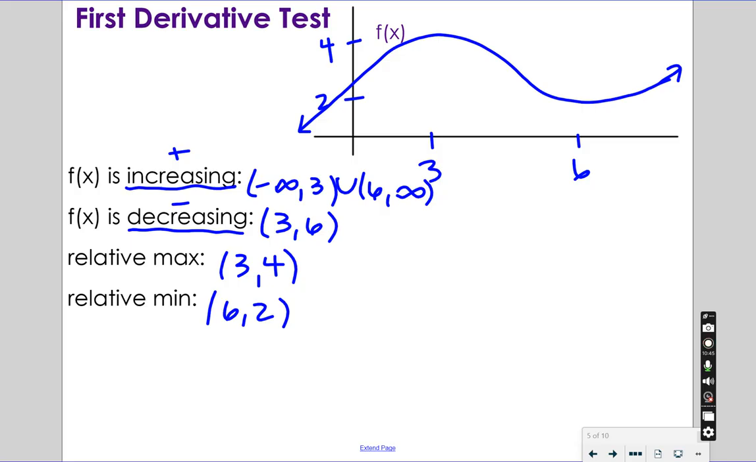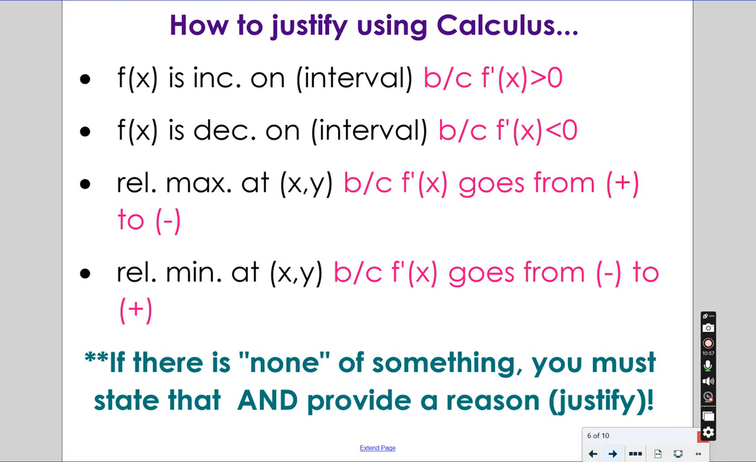It's going from a positive slope to a negative slope. And our minimum is going from a negative slope to a positive slope. There you go. That's how we're going to define all of these terms. And you have that written down on your notes. You're welcome. You don't have to write all of this down.